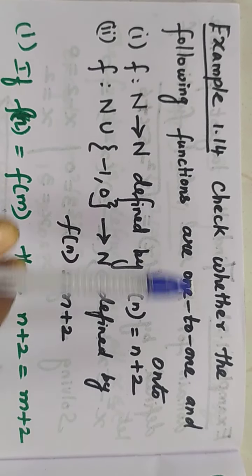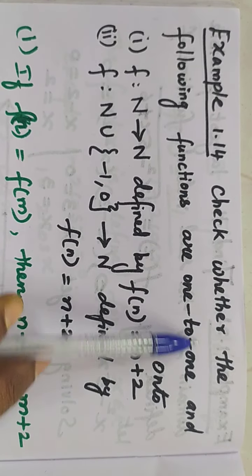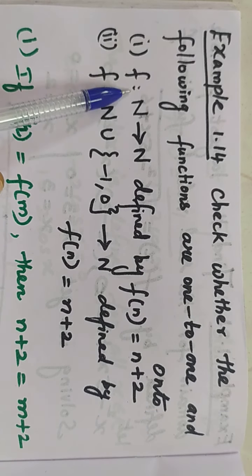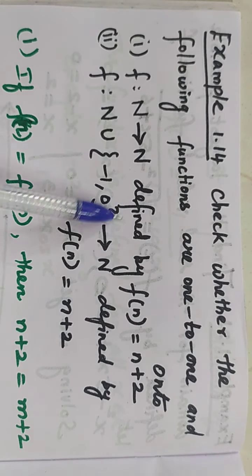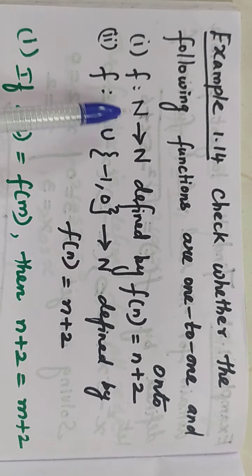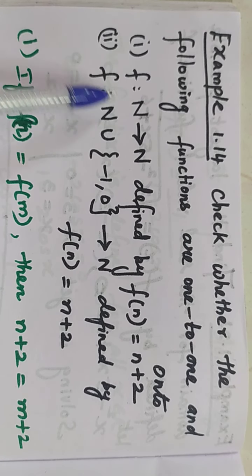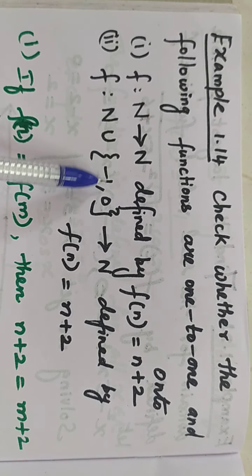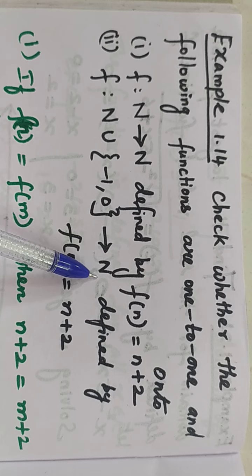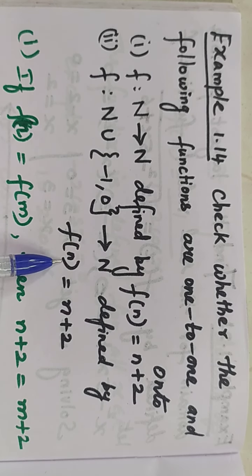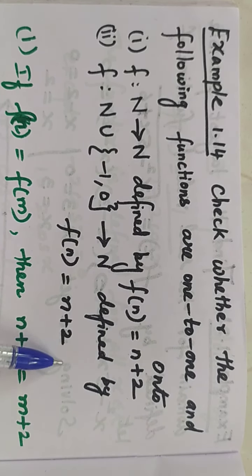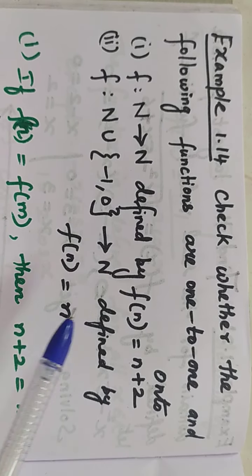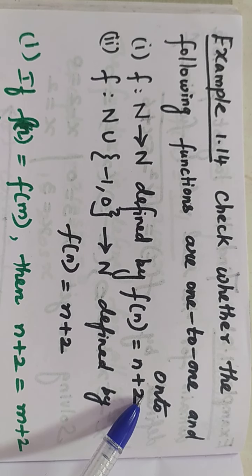Now let us see example 1.14. Check whether the following functions are one-to-one and onto. This is a question. First one, f maps capital N to capital N defined by f of n is equal to n plus 2. Here capital N represents the natural numbers. Then second one, f maps N union {-1, 0} to capital N defined by f of n is equal to n plus 2. Now in this sum we are going to check these two functions whether they are one-to-one and onto.